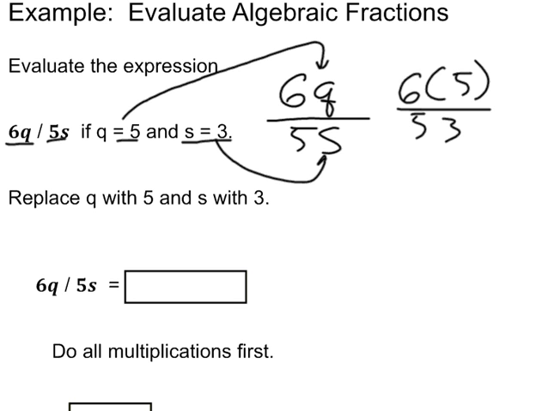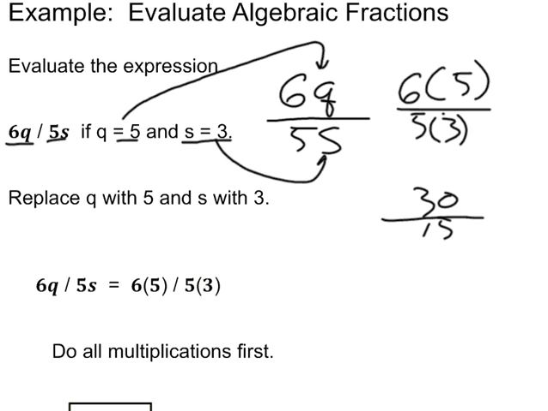We do the numerator first. We go 6 times 5. We multiply there. We're going to get 30. We do the denominator second. We do 5 times 3 is 15. And the last step is actually to do the division. 30 divided by 15 is 2.